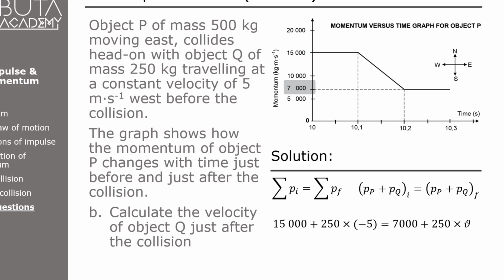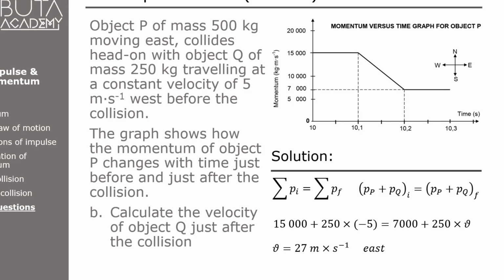Following the collision, object P's momentum is 7,000 and object Q's momentum is 250 times its final velocity. It is equal to 27 meters per second. The positive result indicates that following the impact, object Q is traveling east.